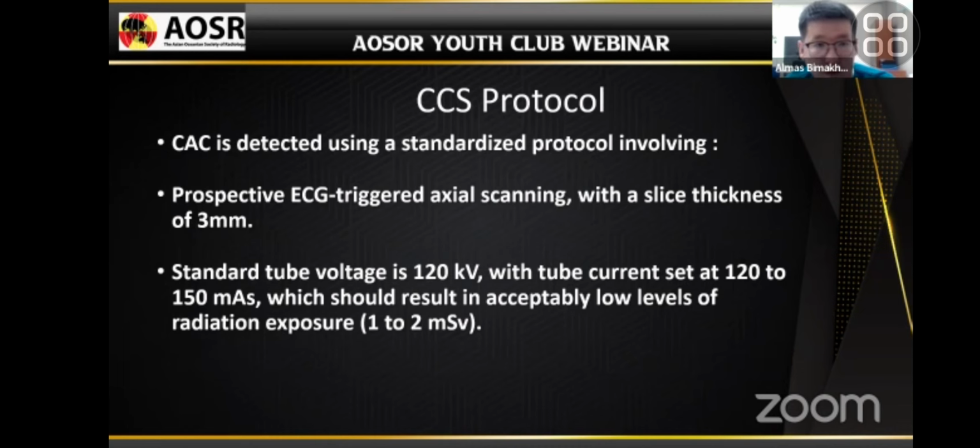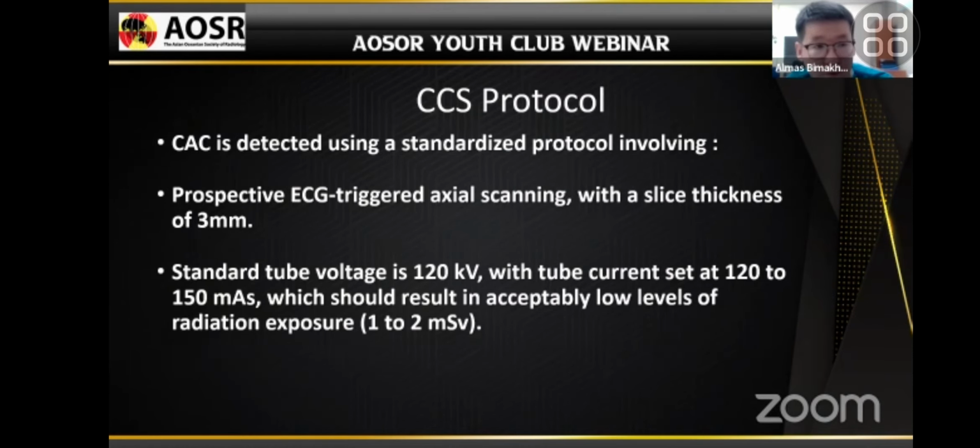CCS protocol, calcium coronary artery calcification is detected using a standard protocol involving prospective ECG triggered axial scanning with a slice thickness of 3 millimeters. Standard tube voltage is 120 kV with tube current set as 120 to 150 mAs, which should result in acceptably low levels of radiation exposure from 1 to 2 mSv.